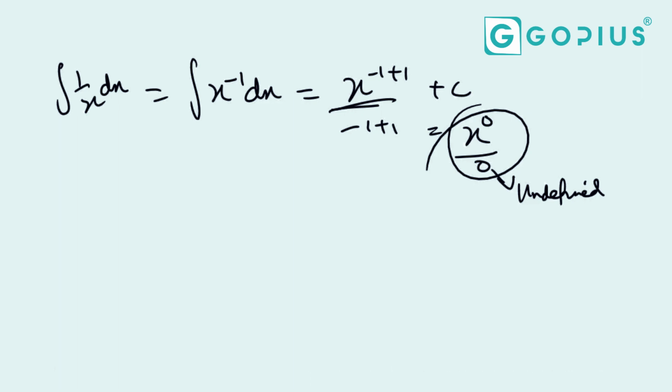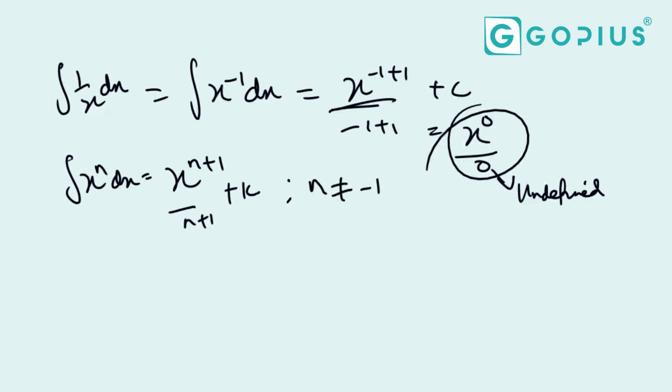So that rule for integrating x raised to the power n dx, which I told you is x raised to the power n plus 1 divided by n plus 1, plus k, is only applicable whenever n is not equal to minus 1. Once n is equal to minus 1, that rule will never work. So that rule is only applicable where n is not equal to minus 1. And n will be equal to minus 1 when you have 1 over x. So the integral of 1 over x cannot be evaluated using this approach.